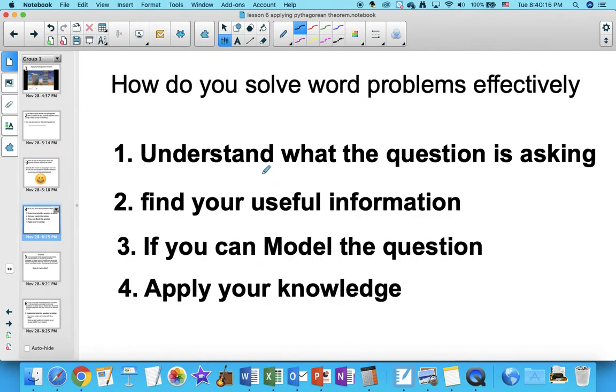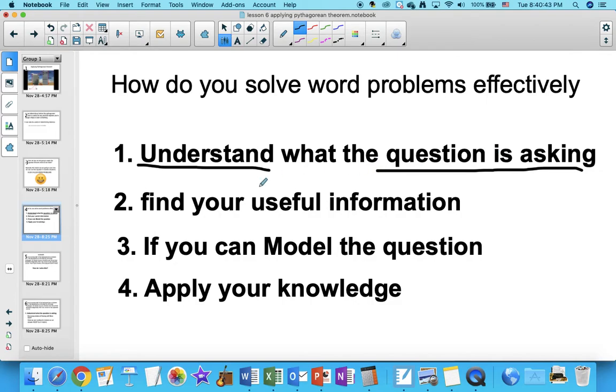Step 1. Understand. This is very key. Understand what the question is asking. Many times students know what the equations are, know how to solve the equations, know what they're doing, but they don't understand what the question was asking. And so they solve a question that the question didn't actually ask, and they get an answer that isn't relevant to the question. So make sure you understand what the question is asking.